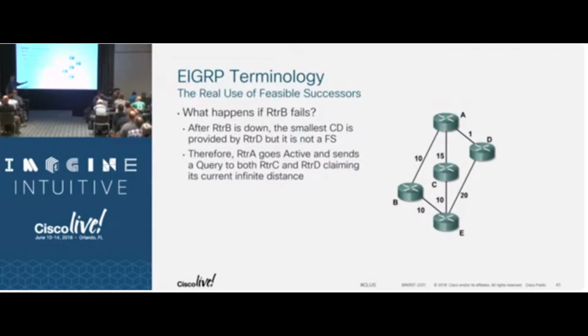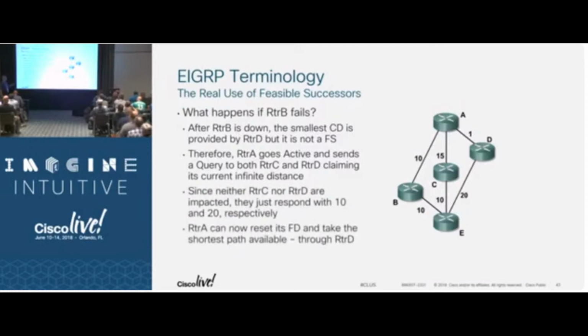Both C and D are going to receive that query, and since neither C nor D actually go through us, through A, they don't care. C will say, I'm still through 410. D is gonna say, I'm still through 20. And at this stage, A can simply reset the feasibility distance and pick D as the new successor. Router C has been and has remained a feasible successor only.